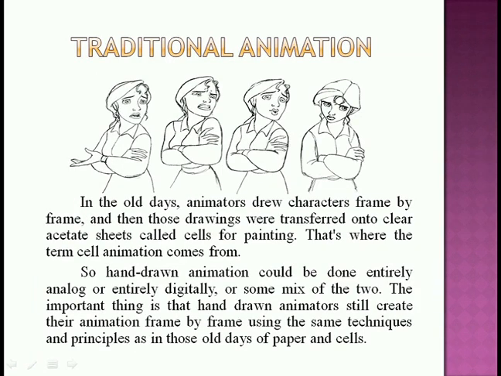Traditional animation. In the old days, animators drew characters frame by frame and then those drawings were transferred onto clear acetate sheets called cells for painting. That's where the term cell animation comes from. Hand-drawn animation could be done entirely analog or entirely digital or some mix of the two. The important thing is that hand-drawn animators still create their animation frame by frame using the same techniques and principles as in those old days of papers and cells.